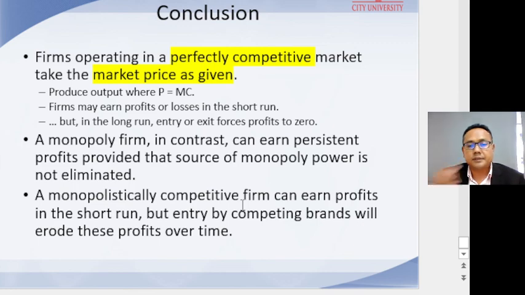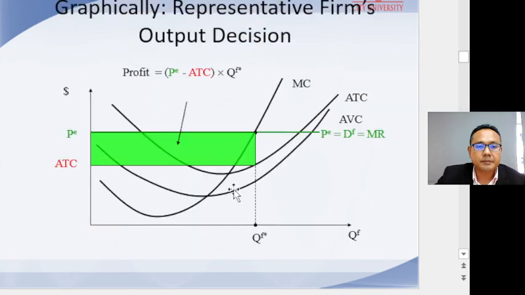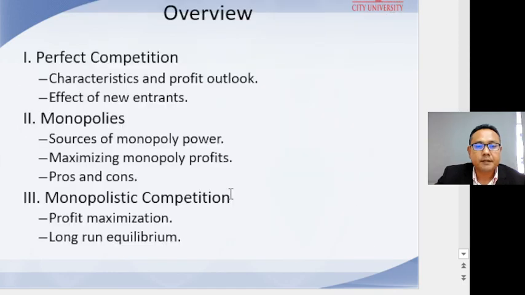All right, so that's all for chapter number 8. There are some concepts that we have covered. You can see from this overview the characteristics, profit outlook and effect of new entrants, the source of monopoly power, maximizing monopoly profit, and pros and cons, and monopolistic competition in terms of profit maximizing and long run equilibrium.